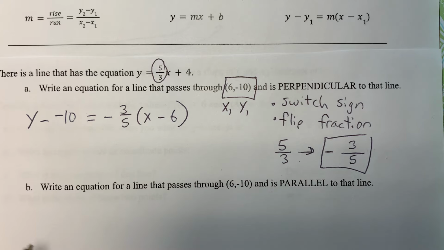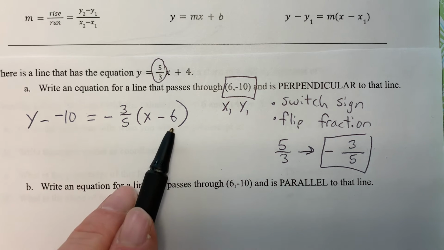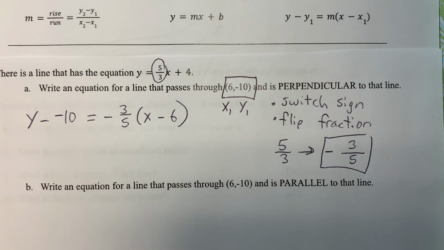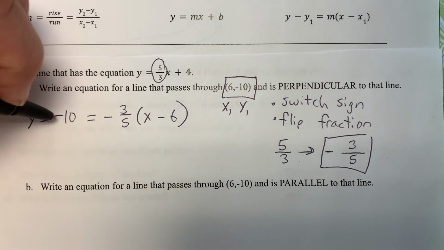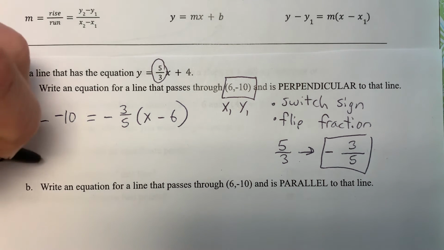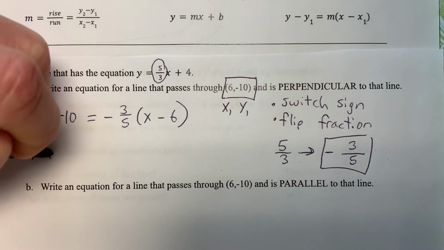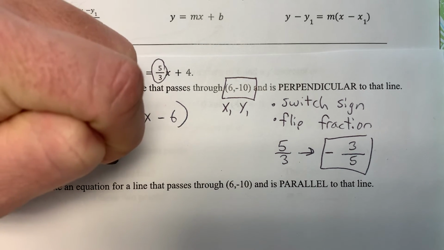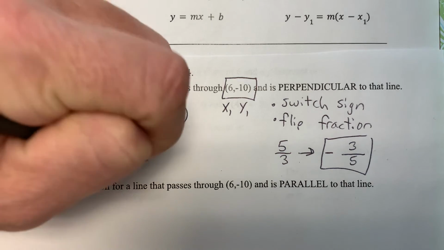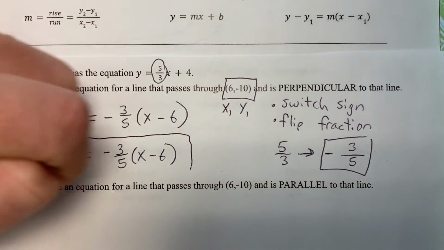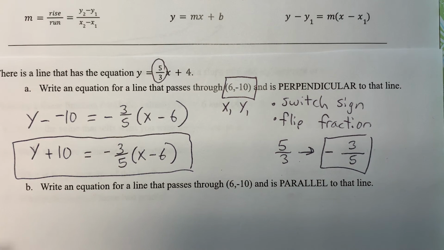Okay, is there anything here that we should clean up to make look nicer? I think so. We've got two negatives right in a row here, and whenever that happens, you can cross them both out and turn it into a plus. So I think our final answer would look much nicer if we wrote y plus 10 equals -3/5, parentheses, x minus 6. And there we go.